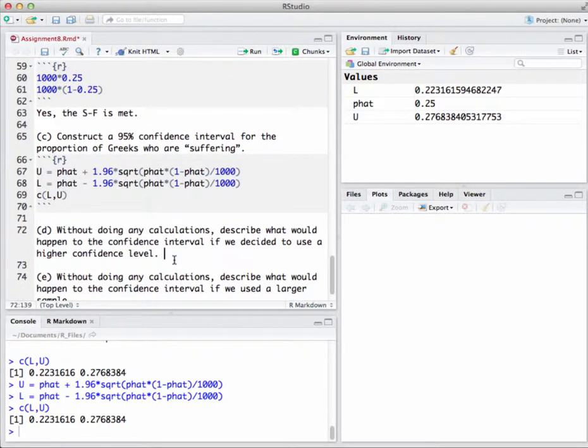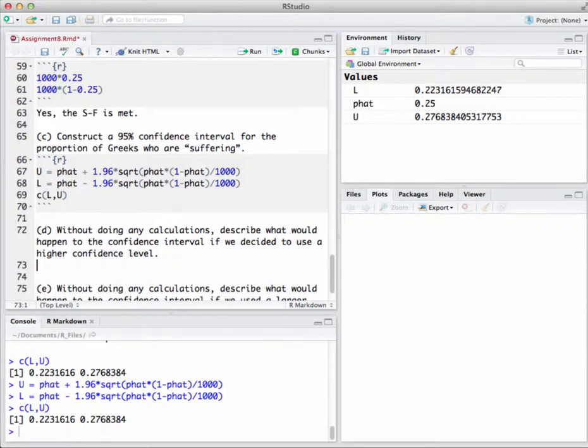So without doing any calculations, describe what would happen to the confidence interval if we decide to use a higher confidence level. So remember our analogy back when we first started talking about this, that confidence intervals are like fishing with a net, and if you have a higher level of confidence and you're catching fish, that must mean you had a bigger or wider net. Okay, so by increasing your confidence level, you would increase the width of the confidence interval. Okay, you would make it wider.